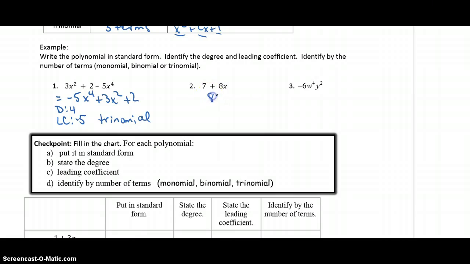So number 2, the 8x would come first, and the 7 would come last. So my degree is the highest exponent, which is actually just a 1. Even though we don't see it, there is a 1 there. My leading coefficient would be that 8 that's multiplied in front. And since there's only 2 terms, this would be a binomial.